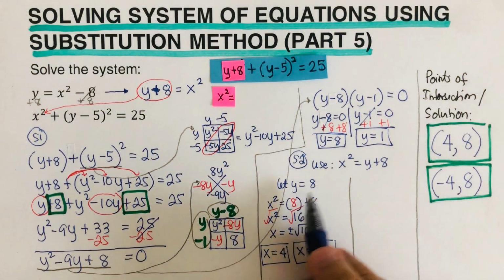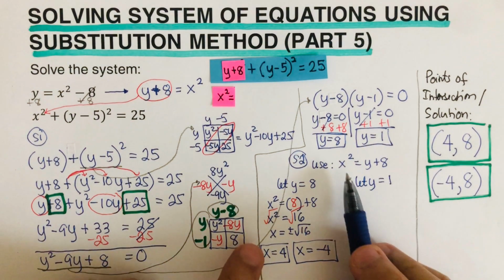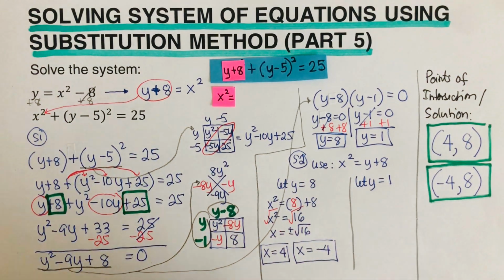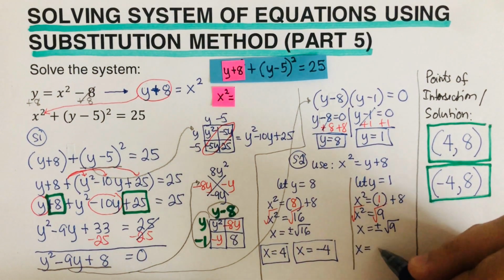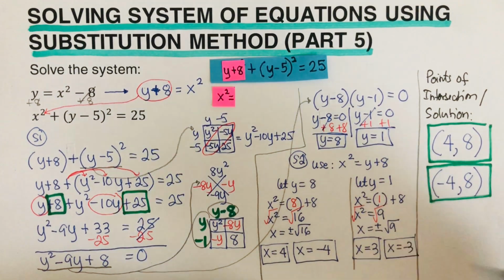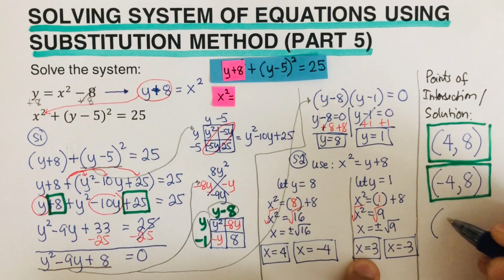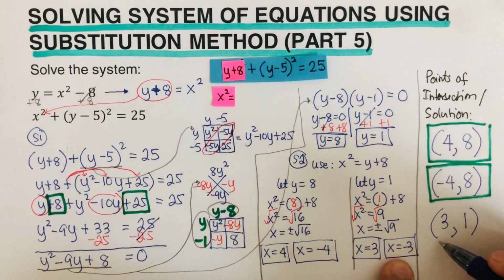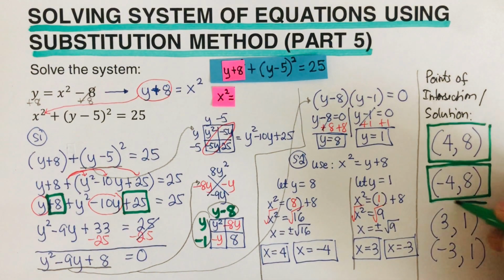Now we're ready to let y is equal to 1. So I go ahead and write here let y is equal to 1. And then again, I copy this, but this time around, I'm going to change this into parentheses and plug in the 1 and then do the math. Okay, so we have here the third point of intersection would be x is 3 and then the y was 1. So that's the third point of intersection. The fourth point of intersection would be negative 3 and y is 1. So these are the 4 points of intersection.